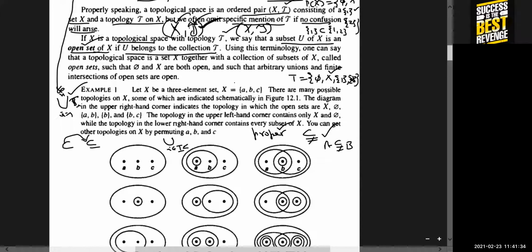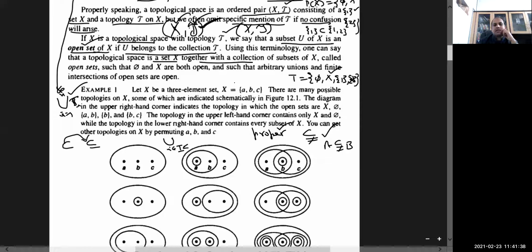Using this terminology, one can say that a topological space is a set X together with a collection of subsets of X called open sets, such that phi and X are both open, and such that arbitrary union and finite intersection of open sets are open.